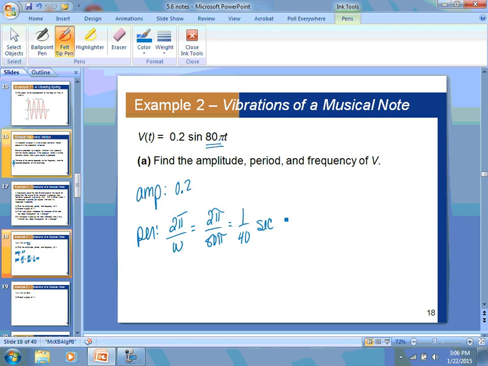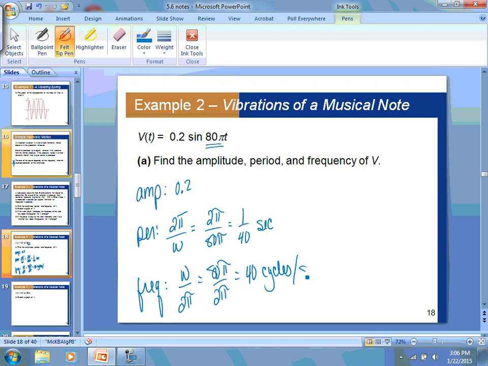And then we still have to find our frequency. And remember, we basically flip-flop our period here. We'll have W over 2 pi. So that'll be 80 pi over 2 pi. So that's 40. Okay, and again, this would be cycles per second. Which again makes sense. If it takes 1/40th of a second to complete one cycle, then there should be 40 cycles in a whole second.